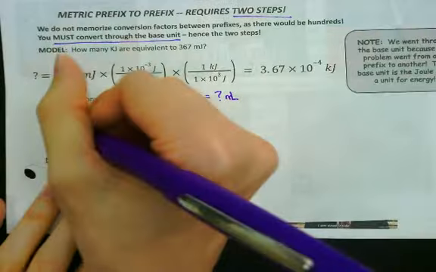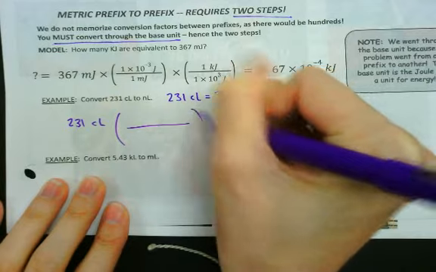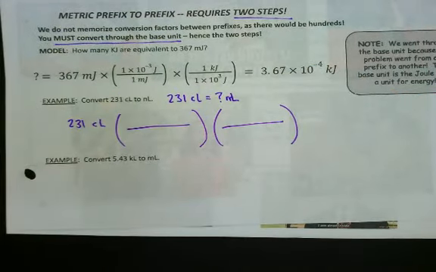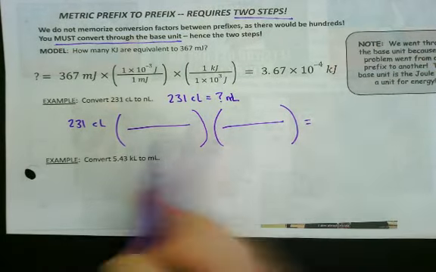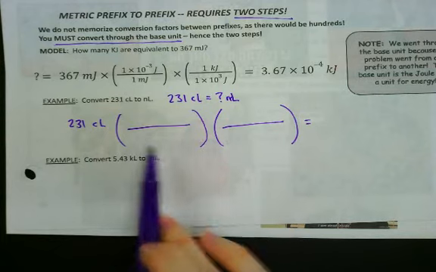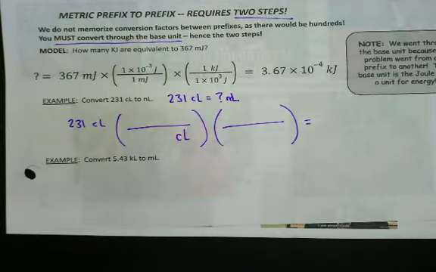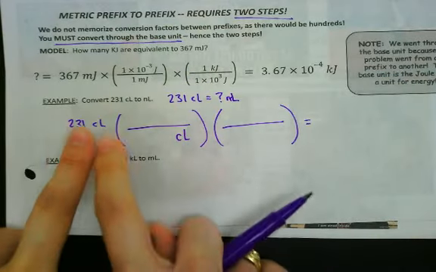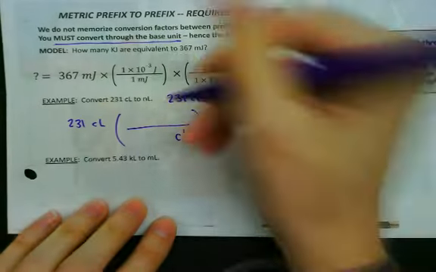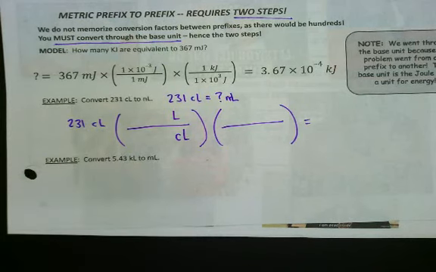So we're going to write out our given, 231 centiliters. And then we're going to set up our 2-step, because we know it's 2 steps because it's prefix to prefix. And so what unit gets to go down here in the denominator in our first parentheses, y'all? Centiliters, CL. And we're trying to go from our prefix to our base. So what is the base in centiliters, y'all? Liters. So we are first going to convert to that base.